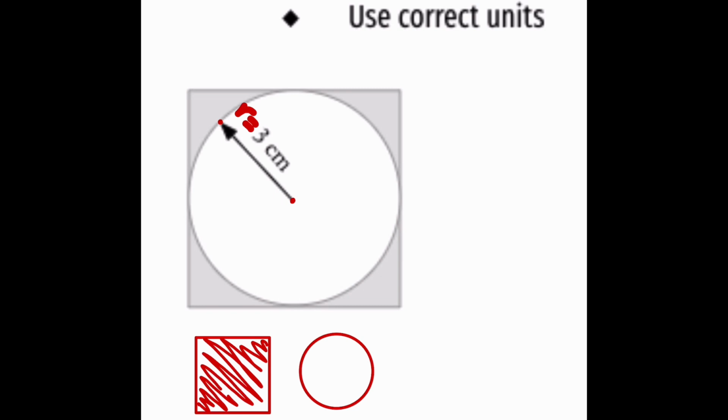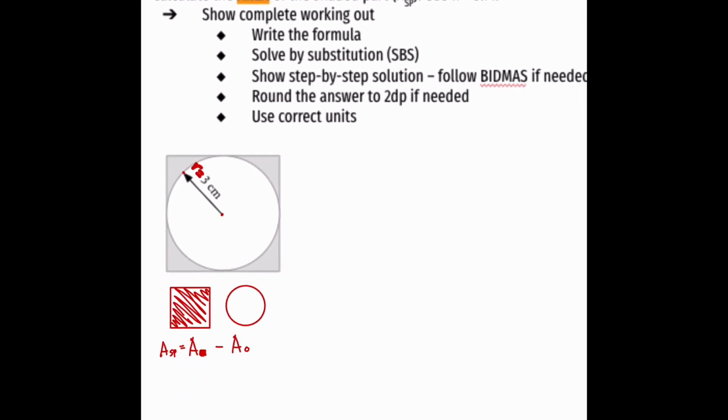Okay, so that's the area of the shaded part is equal to the area of the shaded square minus the area of the circle. So that's what you need to do first. That is your strategy. Okay, your strategy to solve this problem, area of the shaded part, is to get the area of the shaded square and subtract the area of the circle.